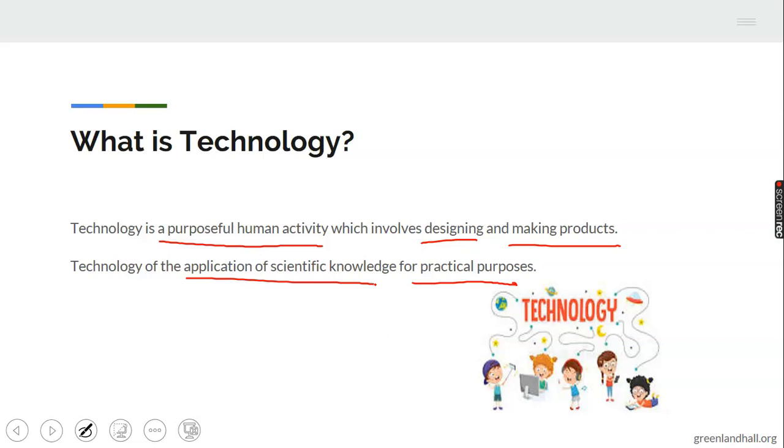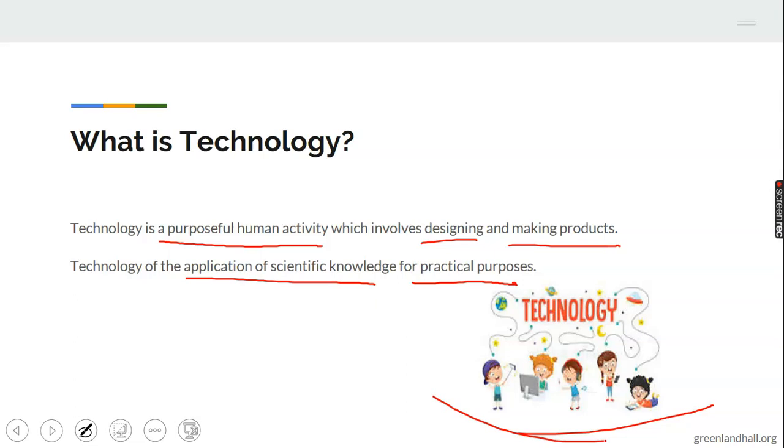You apply the knowledge you have in science to practical things that you can lay your hands on, you can play with, you can use. That is the definition of technology. You can see these children here all having their way with technology, one way or the other, whether via the phone or via the laptop or any other means.